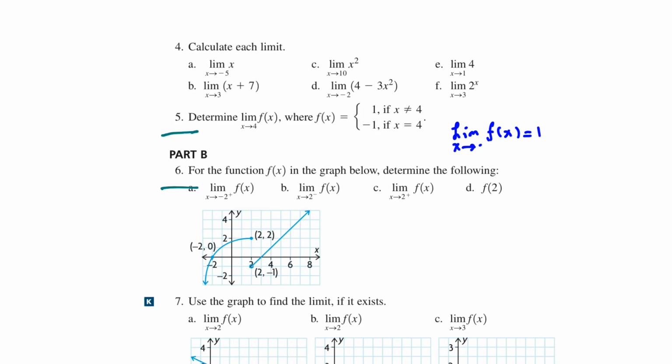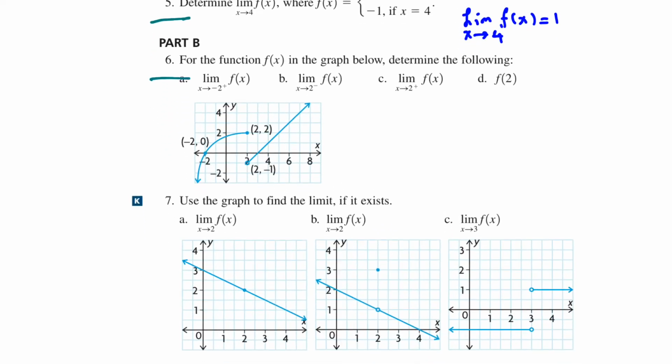This can be done by using a table of values, setting up a table of values by selecting sequences of numbers less and more than 4 and close to 4, and see the limit is 1.